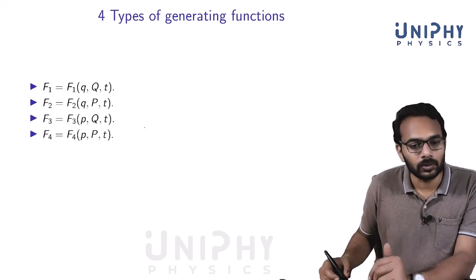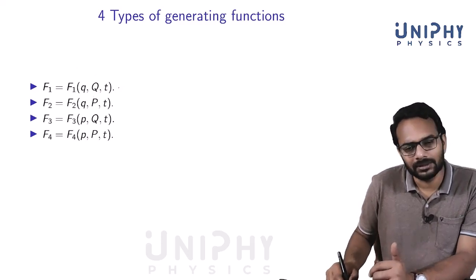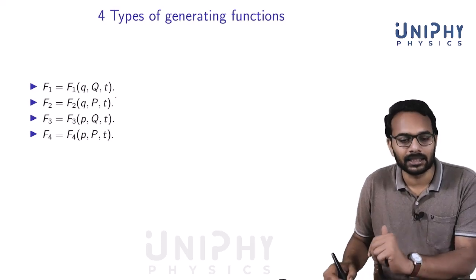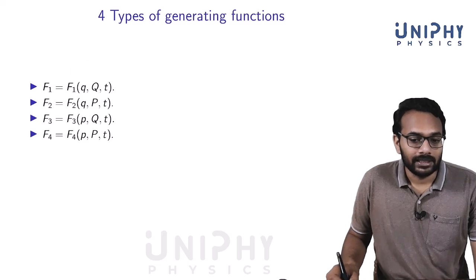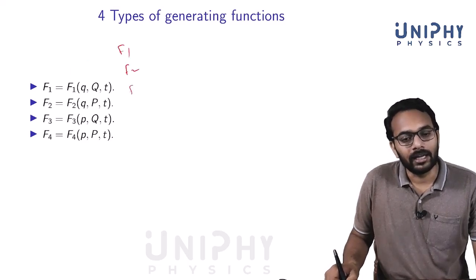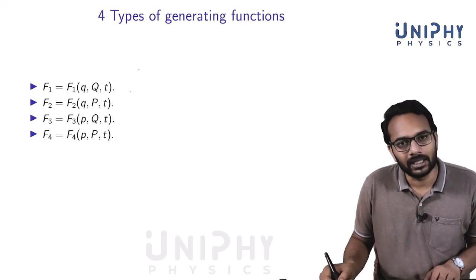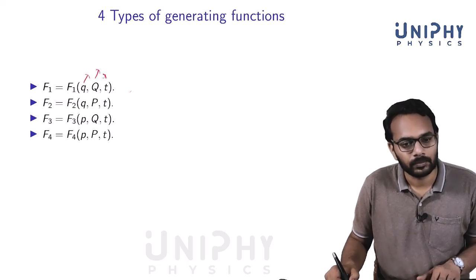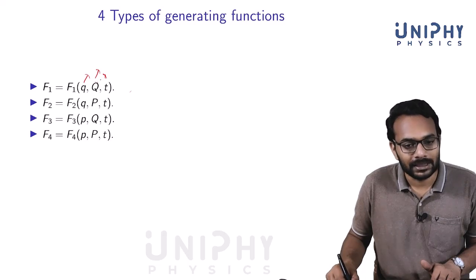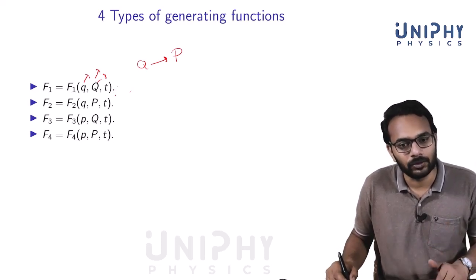Now, just to conclude, I'll give you the types of generating functions. You have to remember this. You see that we can actually relate these by Legendre transformations. Sometimes they may ask you to find simply f1 or f2 or f3. Then you need to know the functional dependence of f1, f2 and f3. So f1 is a function of small q, capital Q and t. For f2, you just change capital Q to capital P. That's all. You change one thing at a time. So you can go from f1 to f2 by Legendre transformation.